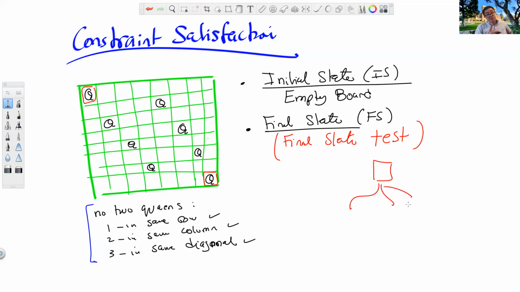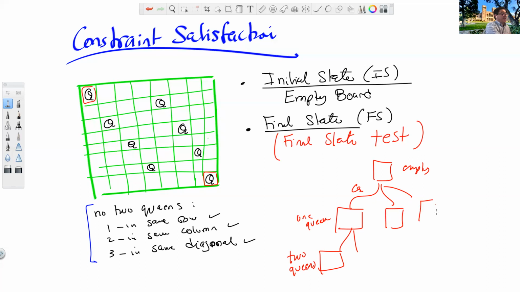Okay, now look what's gonna happen. In the first level, I'm gonna put the first queen. So here it was empty. This board was empty. And then after I took the first action, how many queens do I have on the board? 1, correct? So now I have 1 queen. And then I go ahead and put the second queen, and then I have 2 queens. And keep going like that.